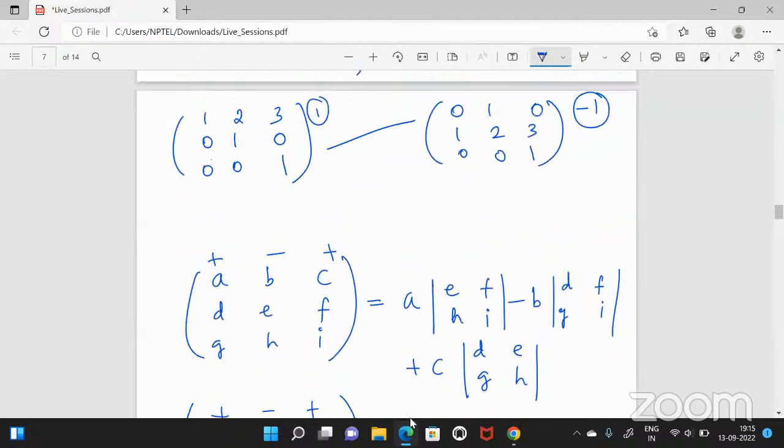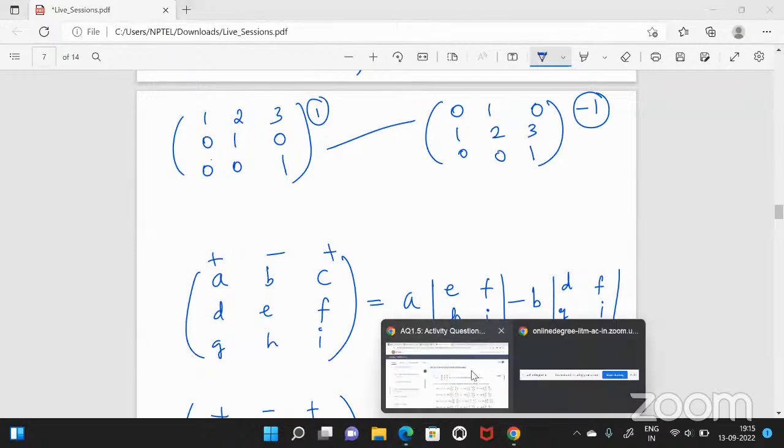Ma'am, simultaneous row operations, is it clear? You can do it as long as no rows overlap. Everyone, mute if you're not talking to me. Ma'am, can you please scroll the page up of our website?